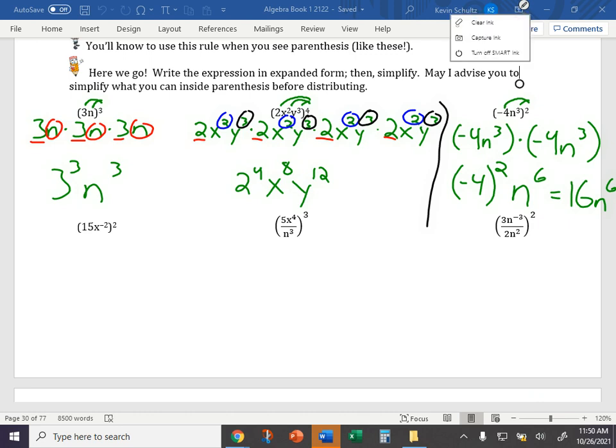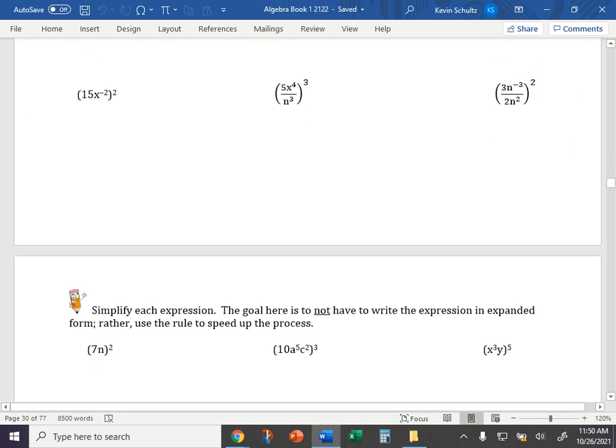What can we do here for this last one? That's just going to make our lives a little bit easier. Take a look at what we start with here. 3n to the negative 3rd over 2n squared, all of that being taken to the power of 2. So this entire thing inside of the parentheses is the base here. But how can we make our lives a little bit easier before we distribute? Take a look inside of our parentheses. How can we simplify this expression? That's going to make it easier to distribute when we get to that point.